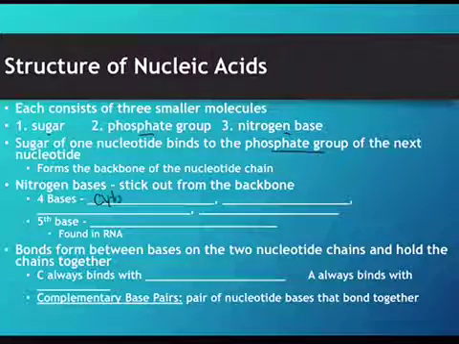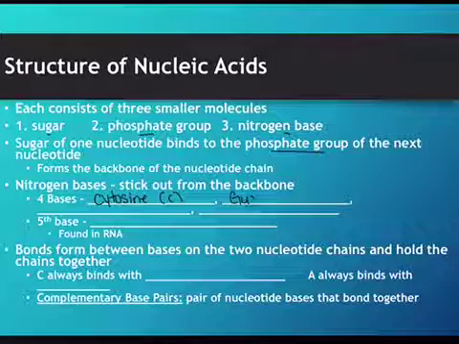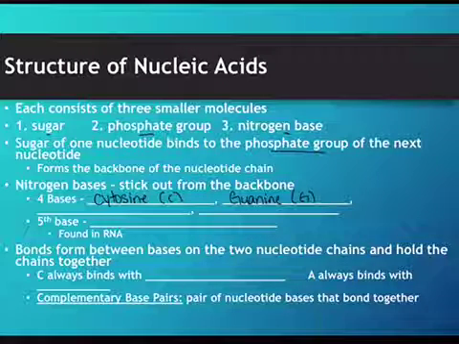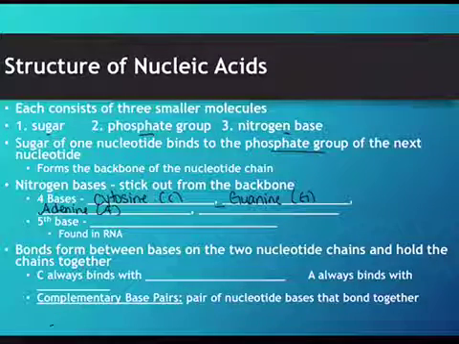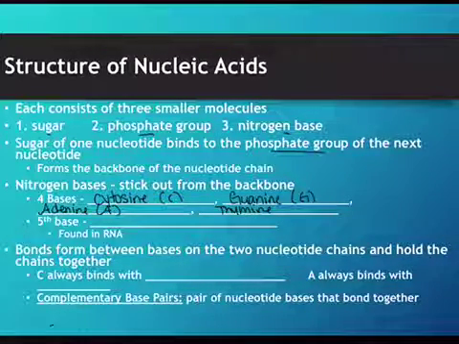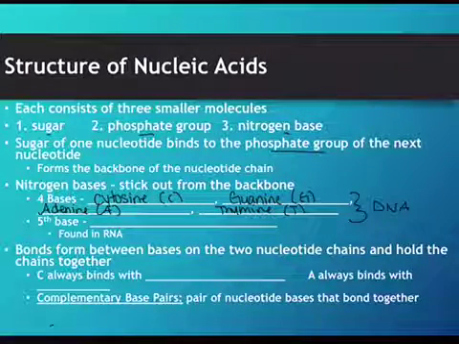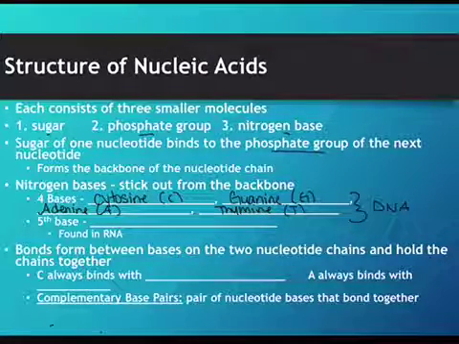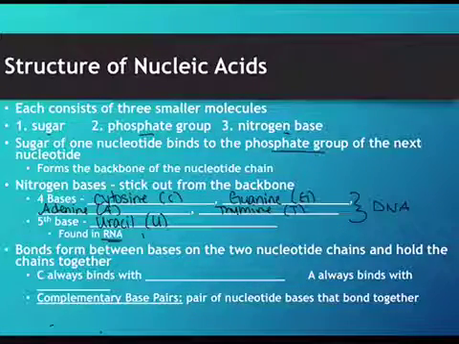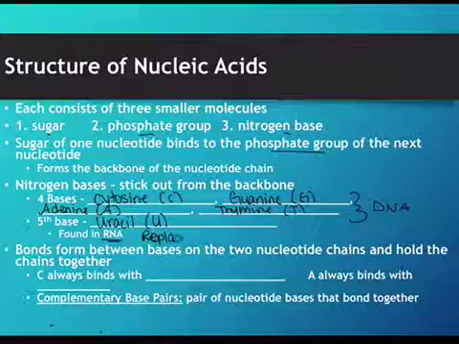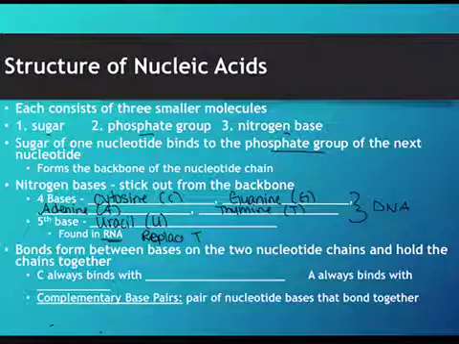We have cytosine, it's abbreviated with a C, guanine, again abbreviated with a G, adenine, it's abbreviated with an A, and then lastly we have thymine, abbreviated with a T. These 4 are all found in DNA, and there is a 5th base, uracil, U, and this is only found in RNA, and it replaces thymine. So in RNA there is no thymine, it's replaced with uracil.